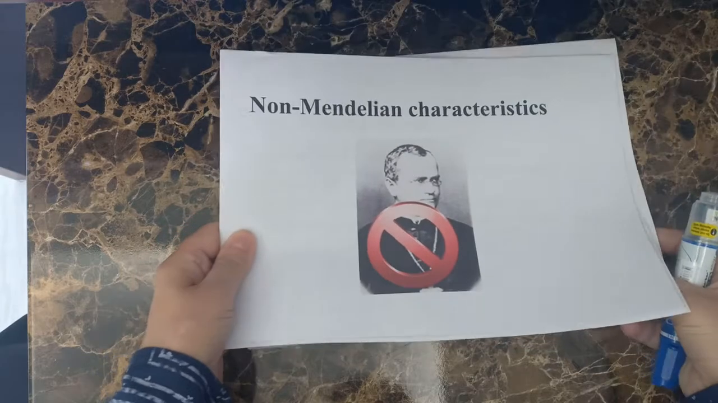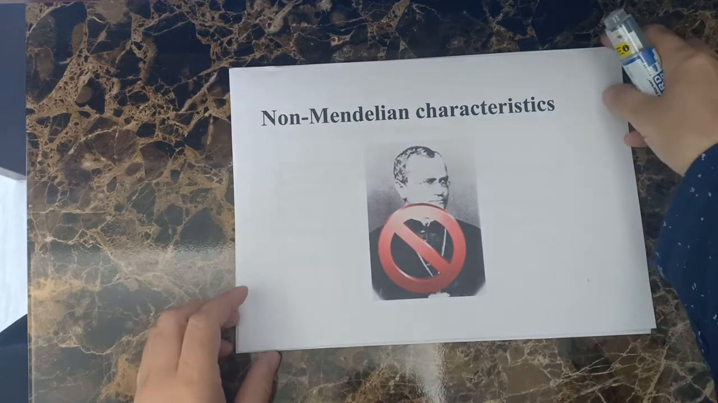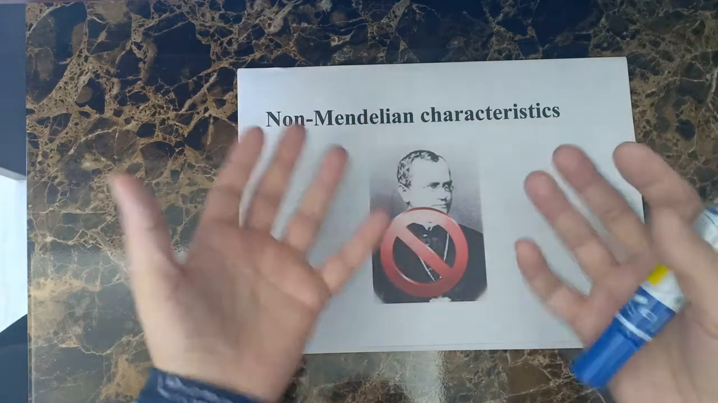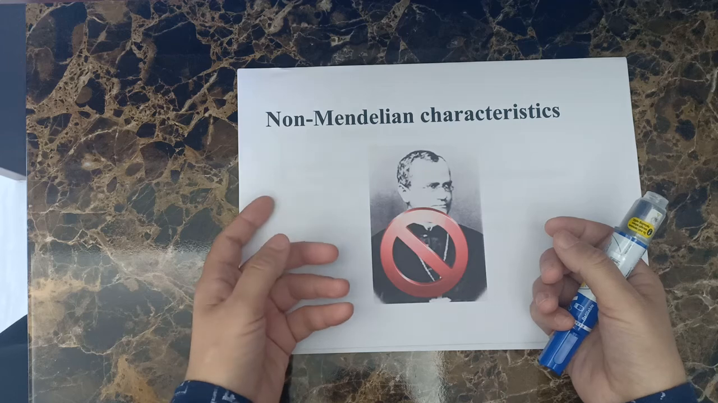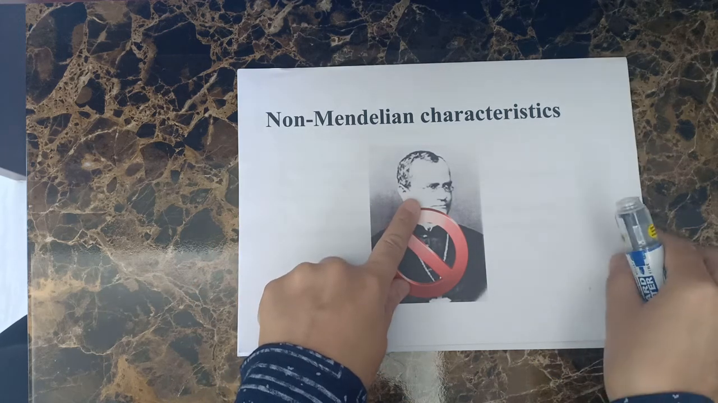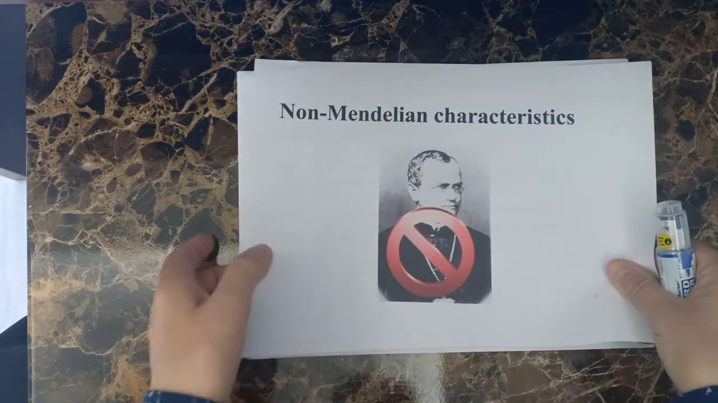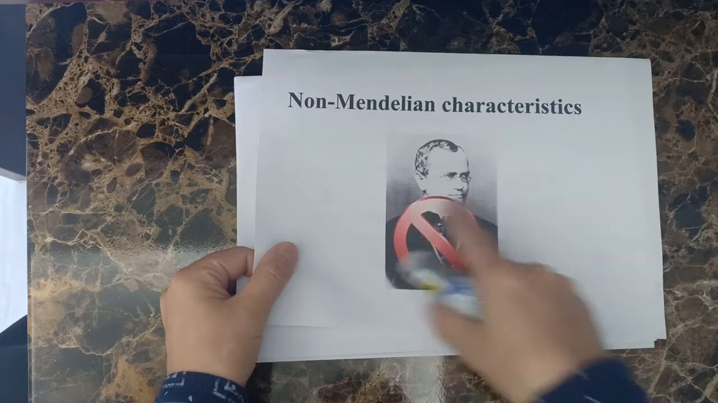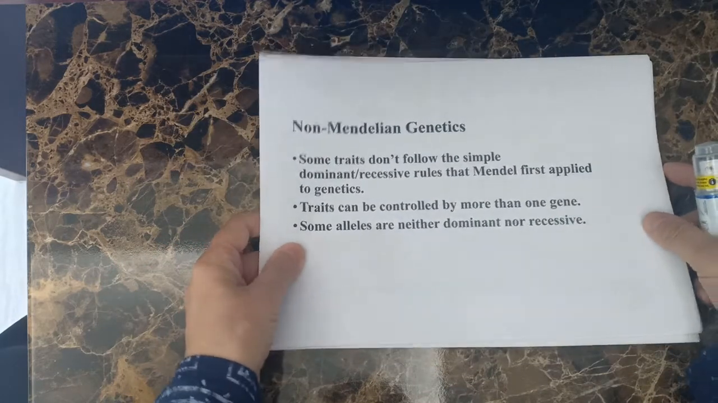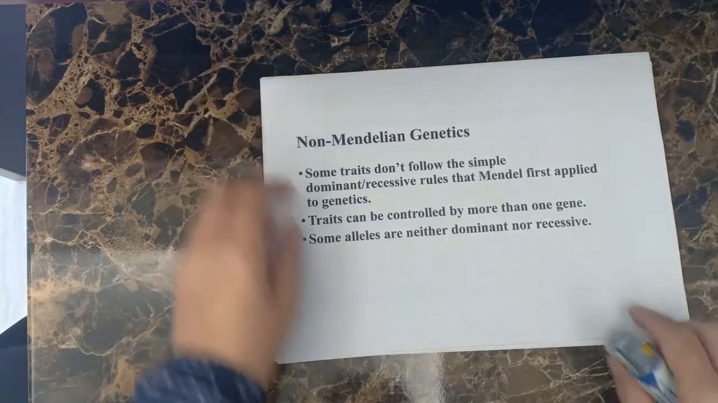Okay, so there are some characteristics which don't follow Mendelian inheritance, meaning they are not this kind of recessive and dominant. So they call it non-Mendelian inheritance or non-Mendelian characteristics. I put here the picture of Mendel and the stop sign just to show you that there are some characteristics which don't follow Mendelian inheritance.